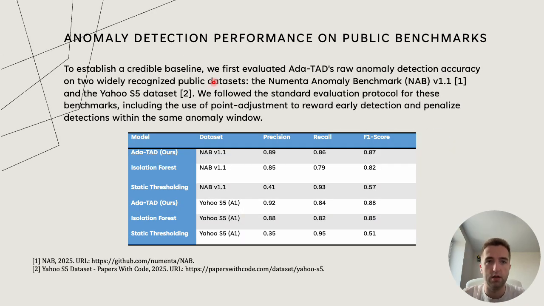First result. We analyzed anomaly detection performance on public benchmarks. The public benchmarks are the NAB and Yahoo datasets. Here we can see that we compare the isolation forest model and our transformer-based autoencoder model. We can say that, to some extent, it has a better result.